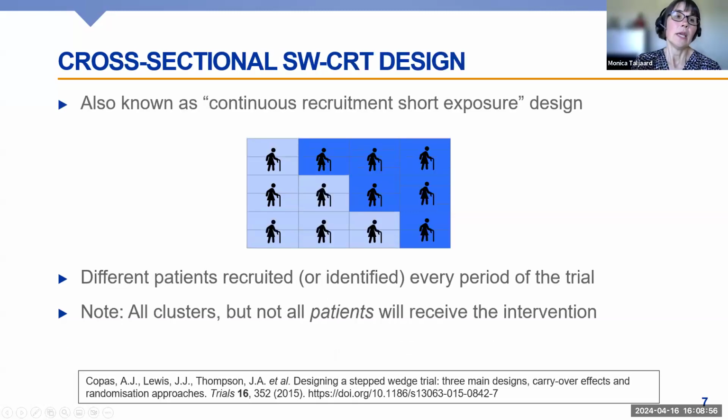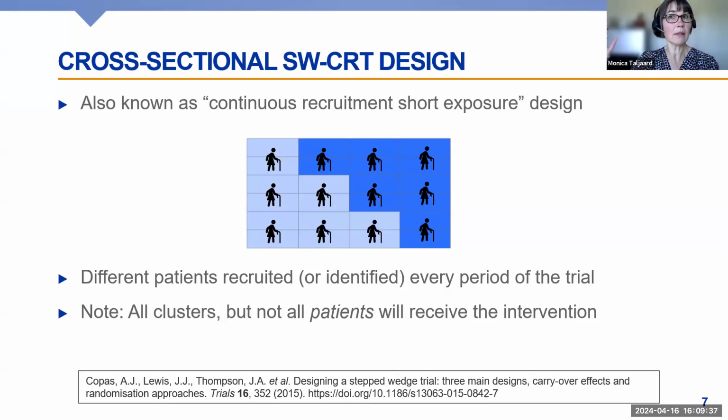In a cross-sectional design, on the other hand, and this design is also known as continuous recruitment short exposure design, there's a continuous flow of patients into and out of the trial. And their exposure times are relatively short. So this means that in every period, there are essentially different patients identified. So an example might be a stepped wedge taking place in an emergency room setting, where patients show up for care, they get exposed to the trial, whether that site is in the intervention or in the control condition, and then they go away and they have their outcomes assessed.